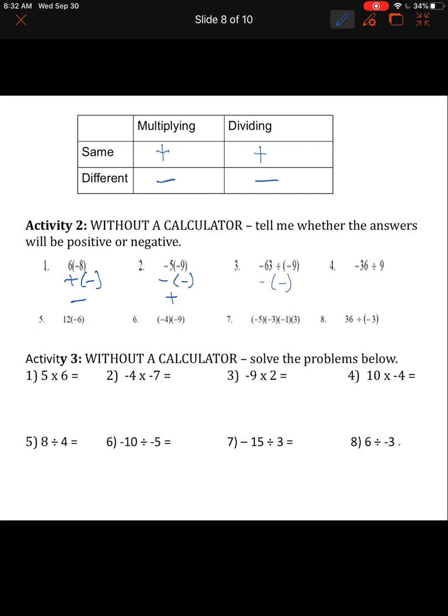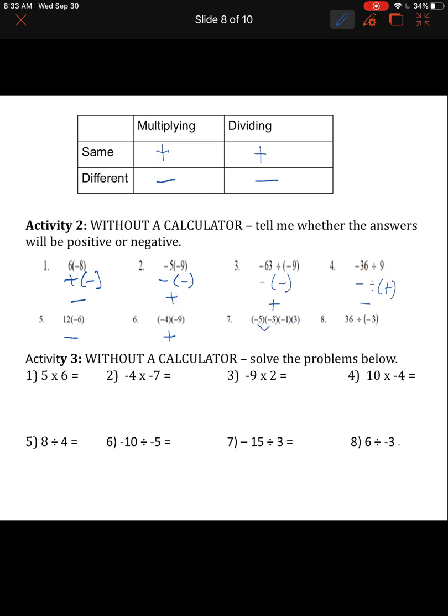All right, looking at 3, we have a negative divided by a negative, so same sign. So our answer is a positive. We have a negative divided by a positive, different signs, so your answer should be negative. Number 5, we have a positive times a negative, which is different, so our answer is negative. We have negative 4 times negative 9, so same sign, our answer is a positive.